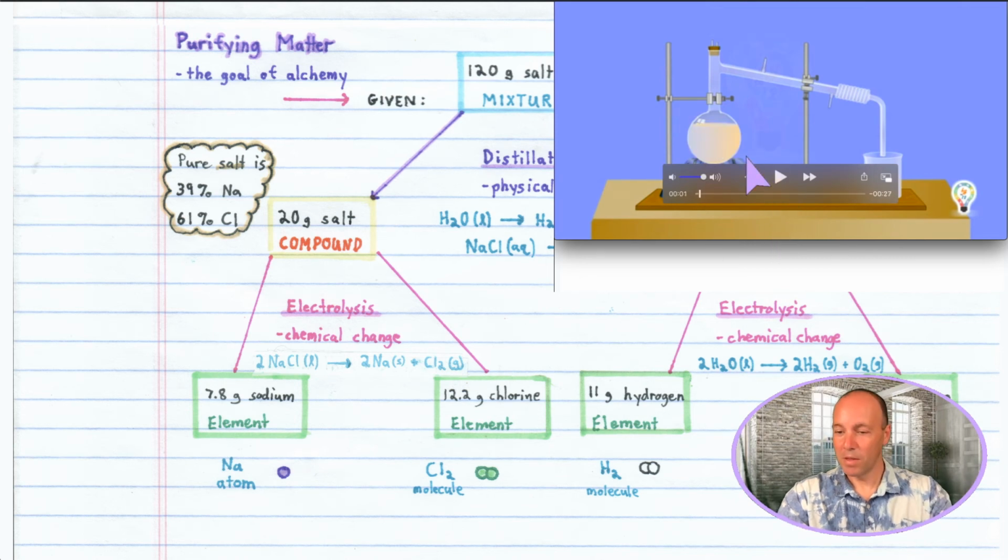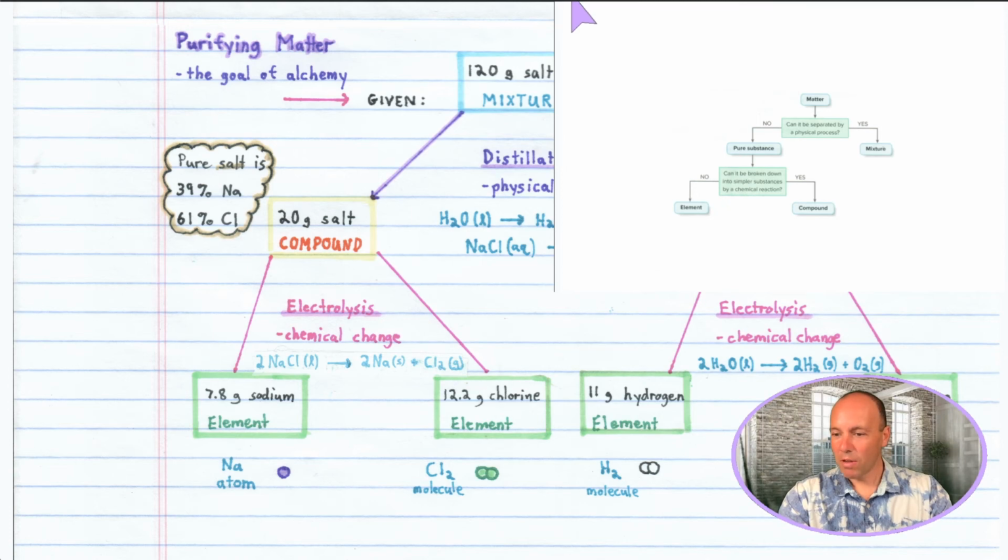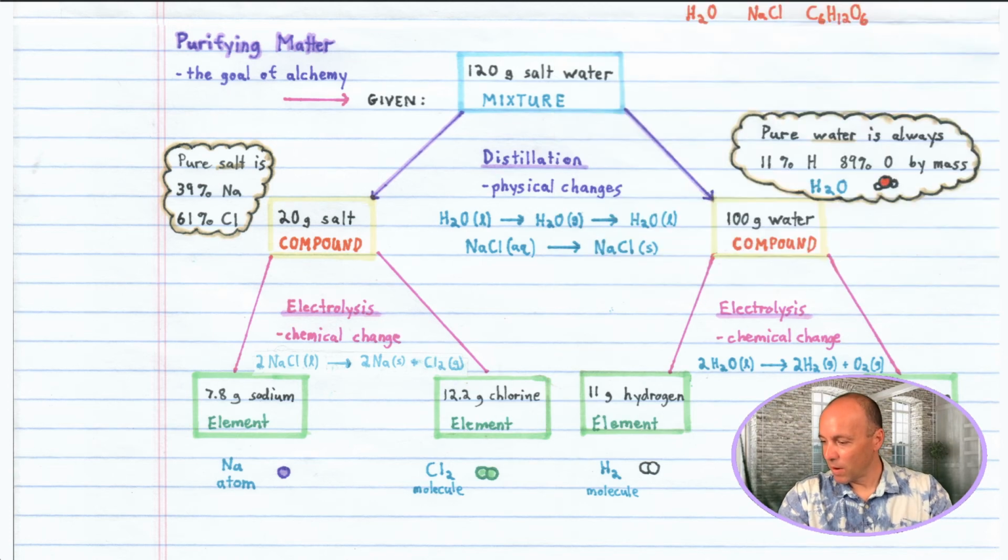Okay, so you see it? You have your salt water, and basically you're boiling off the water and leaving the salt behind. But the steam that you boil off goes through a cold tube and it recondenses to form the liquid over here. So you separate the salt from the water. And alchemists were experts at this technique. They knew distillation.